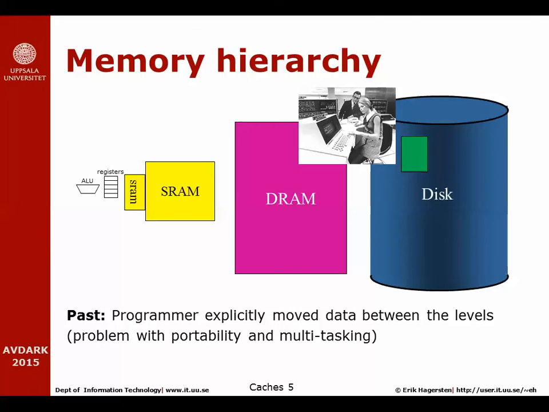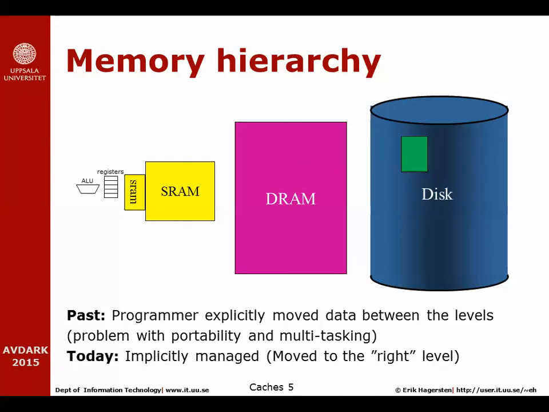What happens if you run the same program on a machine with half as much memory or twice as much memory? Then you have to rewrite the program. And also multitasking. If you run several programs at the same time, and all those programs explicitly move data in and out of specific address locations, then they may start to step on each other's toes.